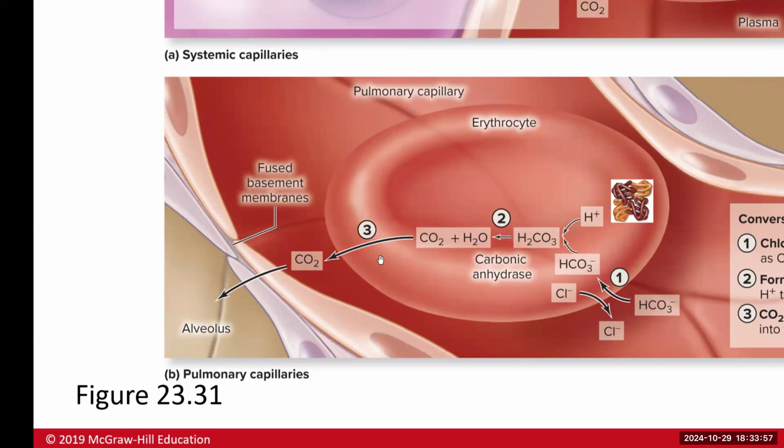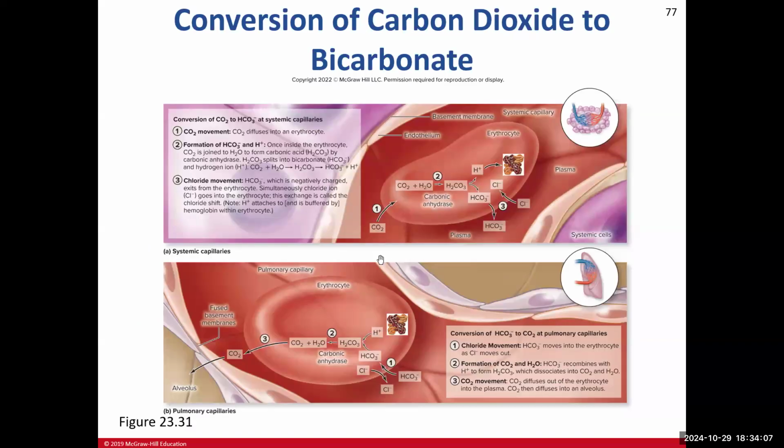Moves into the lungs, you breathe it out. And that's how we move about 70% of your carbon dioxide through your cells, through your systemic circulation. Take your time. This is figure 23.31. If you're not quite sure, I didn't go over the actual literature on the side there. You can go ahead and read through that. I just went through the finer points there.